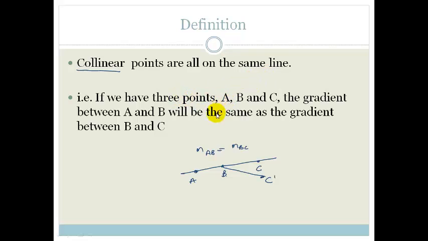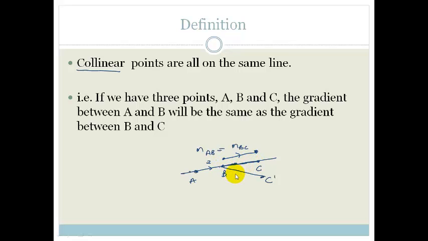And the way that we prove this is by proving that the gradient from A to B is the same as the gradient from B to C. If that's true, then these three points have to be on the same line. Because think about this as well. If you have a gradient from A to B, and that, for example, is 2, and then the gradient from B to C is also 2, then you could say to me, but it could be a line parallel to this, but it can't be because B is a common point. So the only way that this can happen is if we bring that line down onto this line here, and then that is that line there.